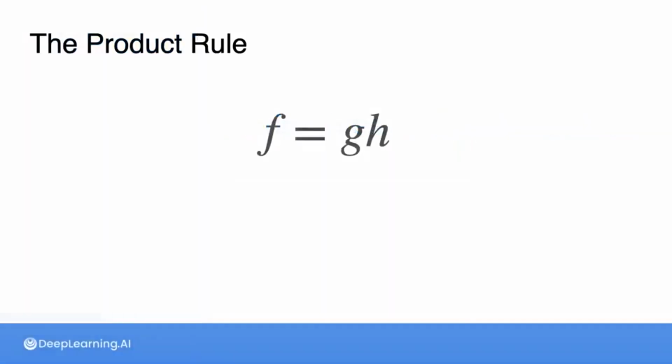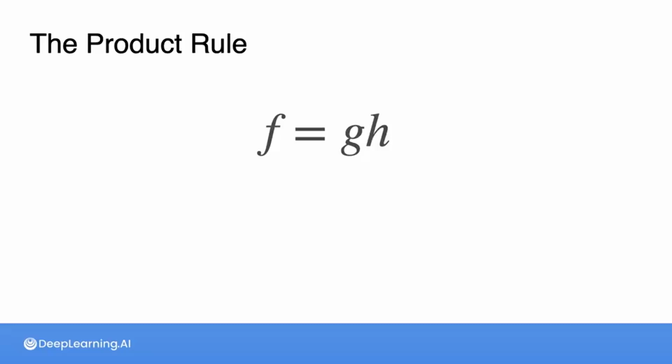So now that you've learned the sum rule, you're ready for the product rule, which is almost the same thing except just a little bit more complicated. Imagine that you have a function f and that's the product of functions g and h. So the question is, what is the derivative of f with respect to the derivatives of g and h?